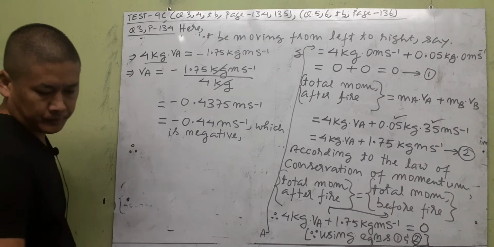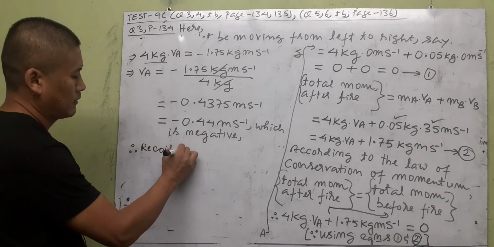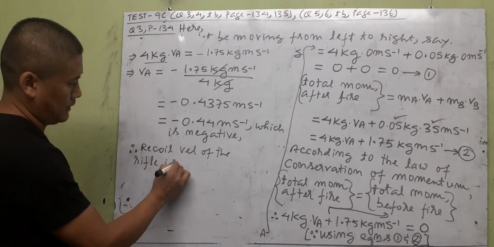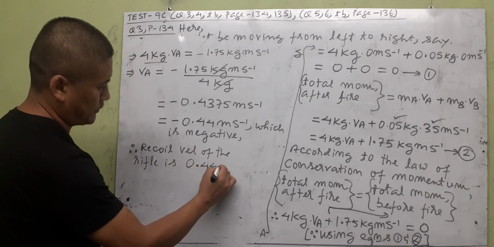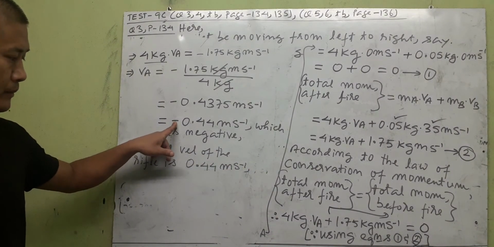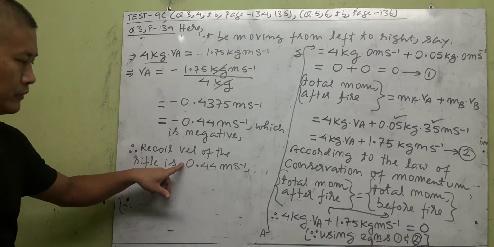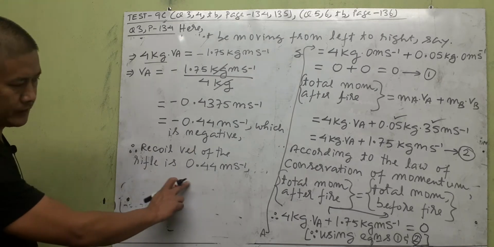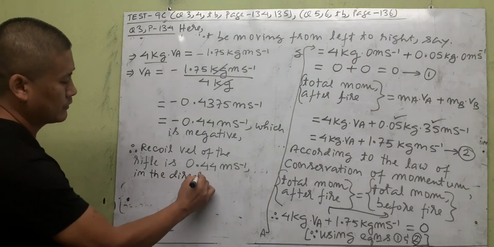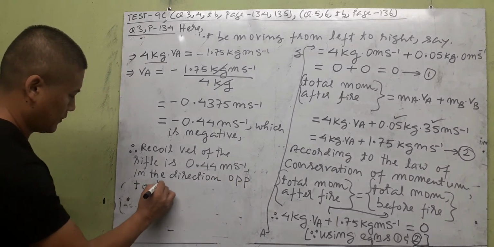Therefore, the recoil velocity VA of the rifle is minus 0.44 meter per second. Up to here the sign should be correct, but in your final answer you may or may not write it, up to you, because you're going to mention the direction, since it's minus, opposite to the bullet.